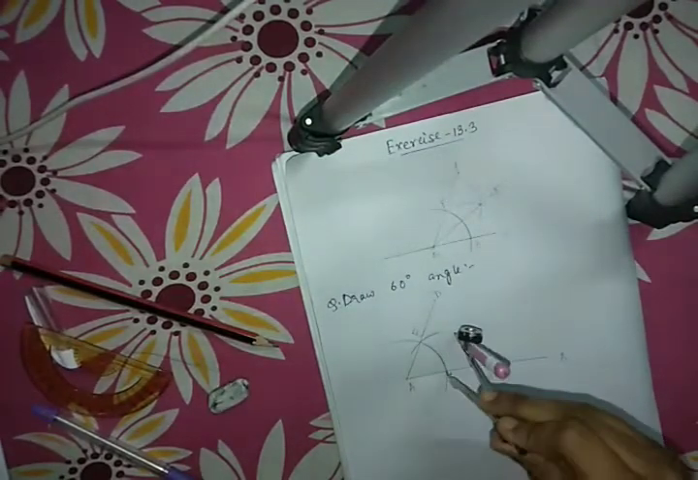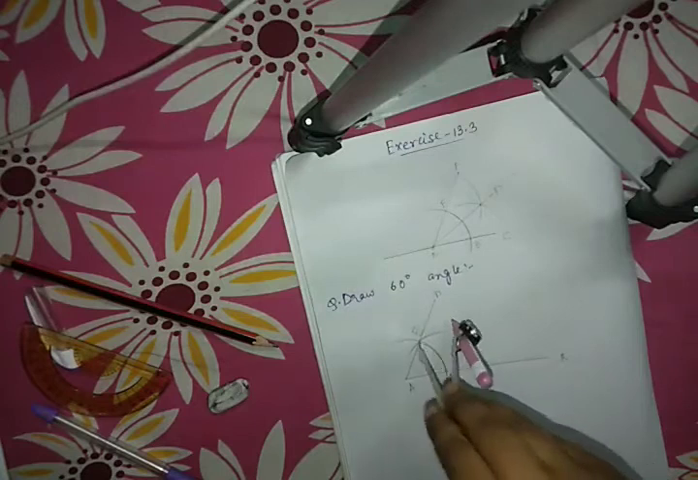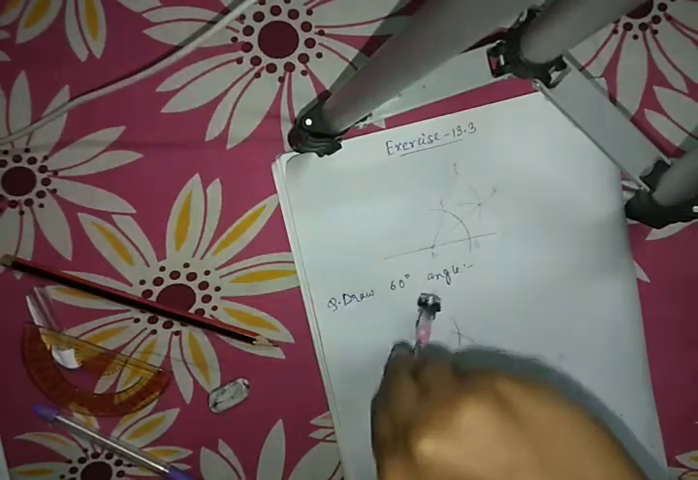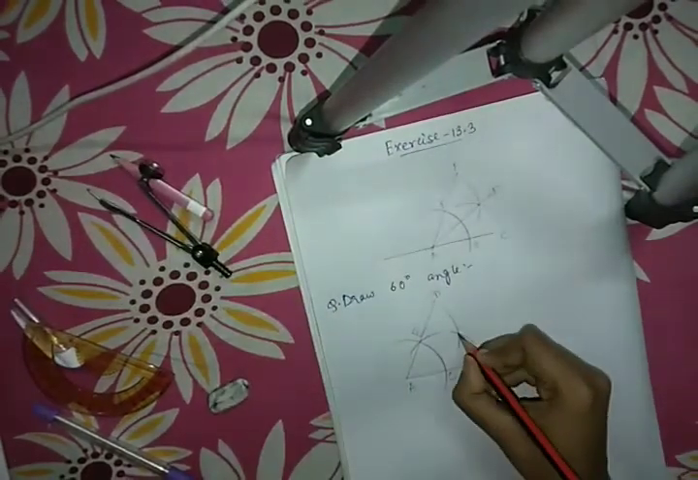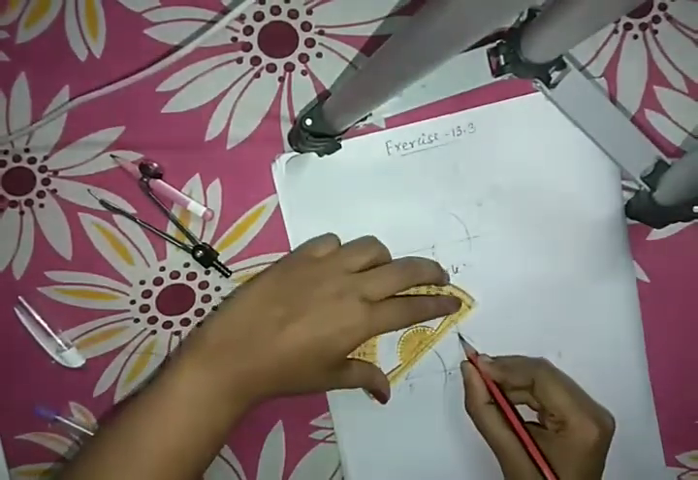We will now draw an arc here, and with the same radius we will put the pointer on E and draw another arc. So these two arcs are intersecting in this point. Now join this point and this point A.